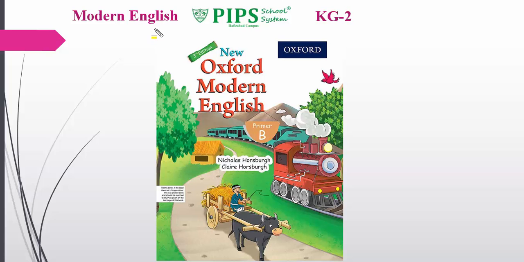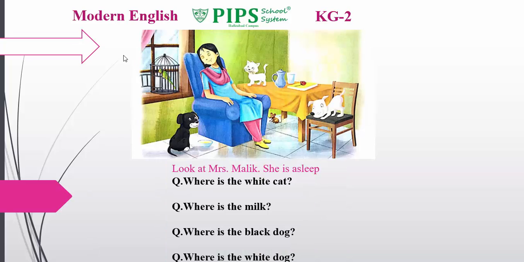Today we are going to study New Oxford Modern English Primer B. Today our topic is where. Where means kahan. Today we will read answer questions. So first question is, where is the white cat?